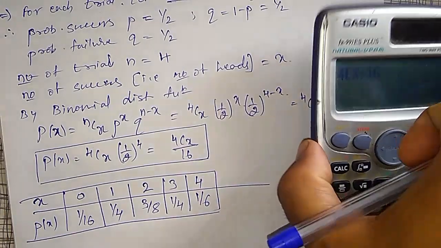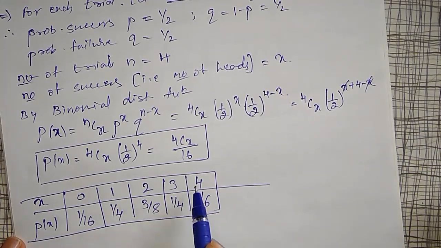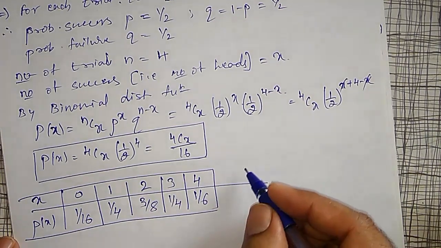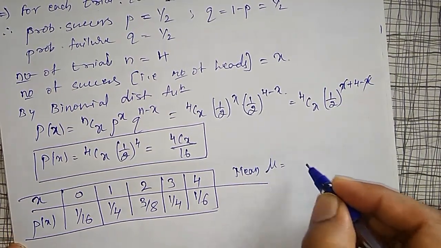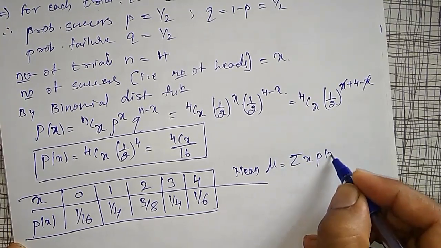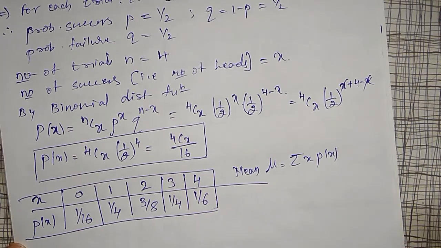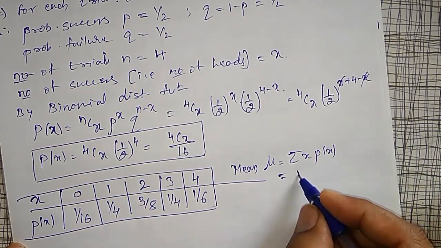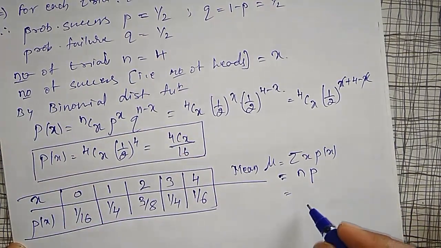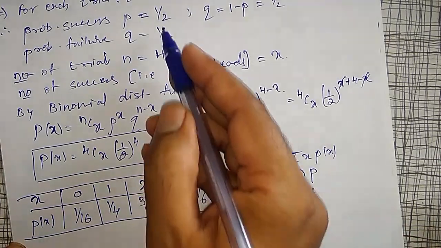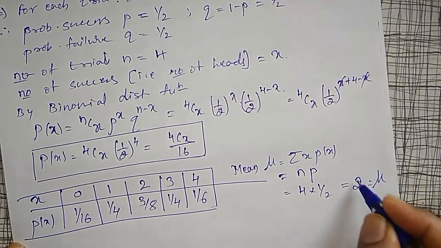There are maximum 4 successes: 0 heads, 1 head, 2 heads, 3 heads and 4 heads. And to find the mean, I don't have to use the formula summation x into p of x, because then I have to do the product and all those things. In spite of that, for binomial distribution, we know that n into p is the mean. Here n is the number of trials, 4, and p is the probability of success, 1 by 2. Therefore, mean is equal to 2.